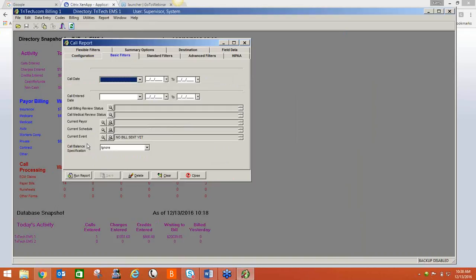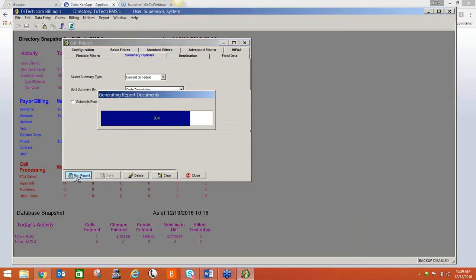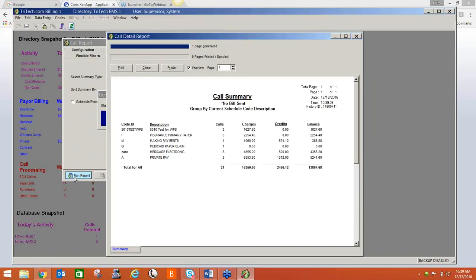Once you've done all of your electronic batches, once you've printed all the batches of your 1500 forms and your white paper forms, we would want to run this report just looking at the current event of no bill sent. We would have a balance that is ignored, and we'd want to look at what schedule our calls are in to ensure we haven't missed any calls. So in this case, it shows me that I have 3 calls in my insurance paper, 1 in making payment, 1 in Medicaid paper, 8 in Medicare electronic.